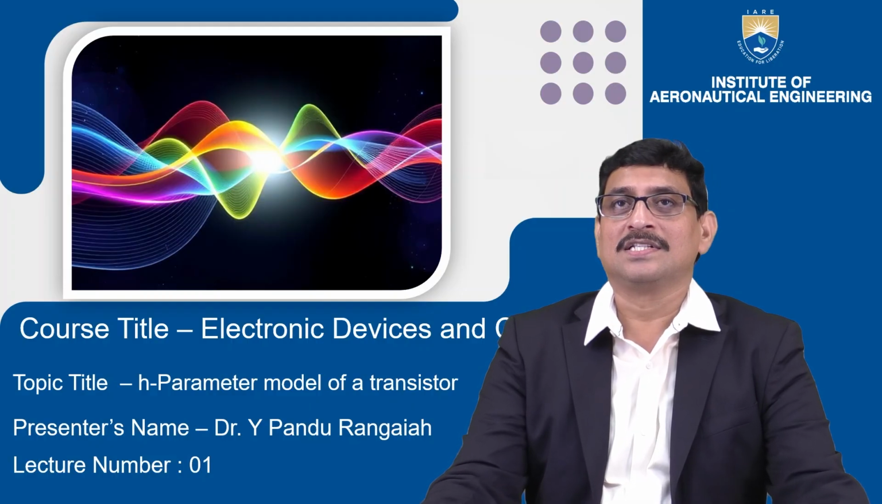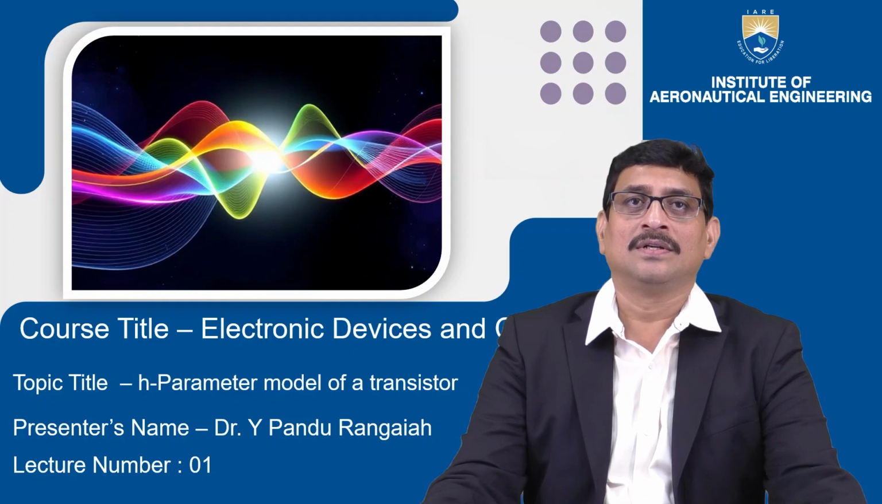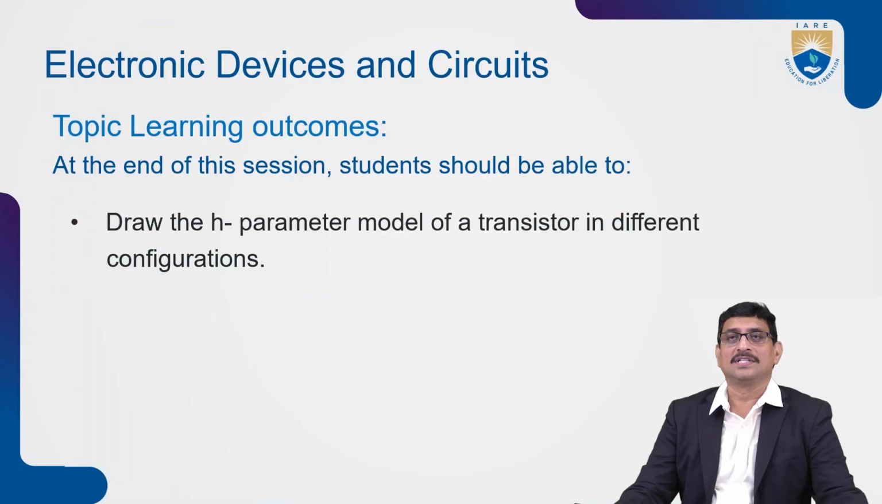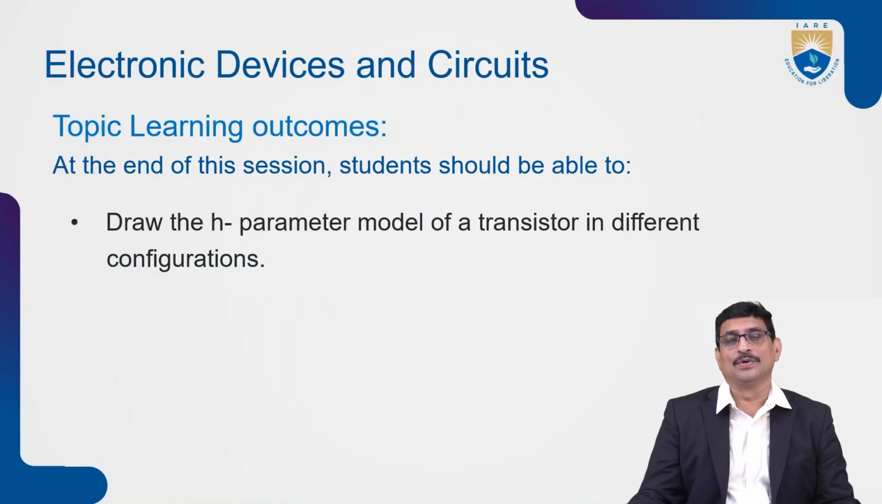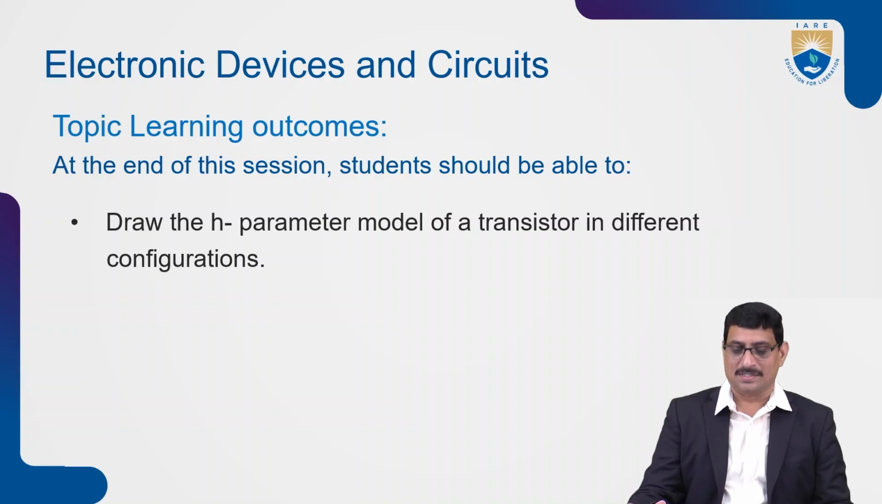So my course title is Electronic Devices and Circuits, and in today's session, we are going to discuss an introduction to amplifiers and also the H parameter model of a transistor. After completion of this session, the students will be able to know what an H parameter model of a transistor is, and also draw the H parameter model of the transistor on their own in common emitter, common base or common collector configurations.